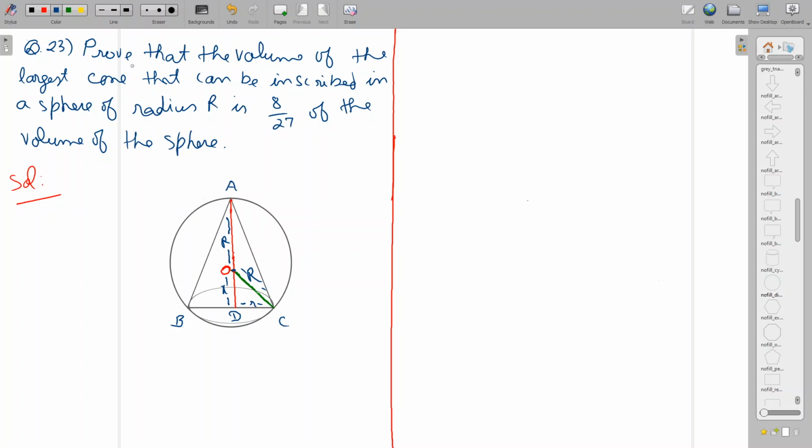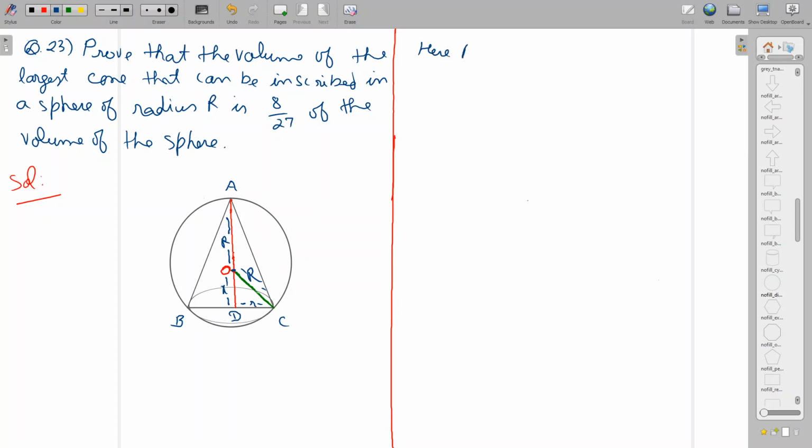Question number 23. Prove that the volume of the largest cone that can be inscribed in a sphere of radius capital R is 8 by 27 of the volume of the sphere. So here we are having a sphere of radius capital R. Inside that there is a cone, and we have to prove that the volume of the largest cone that can be made inside the sphere will be 8 by 27 of the volume of the sphere. So let's start doing this one.